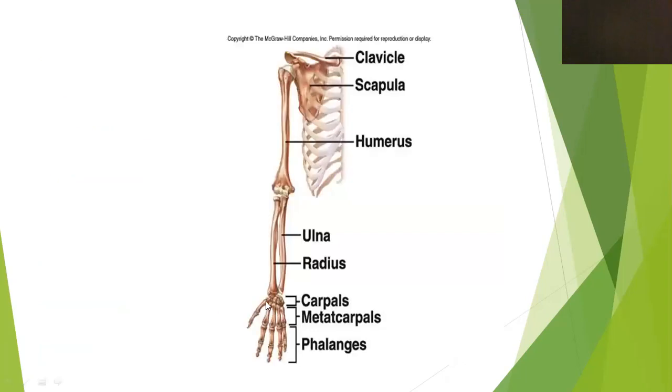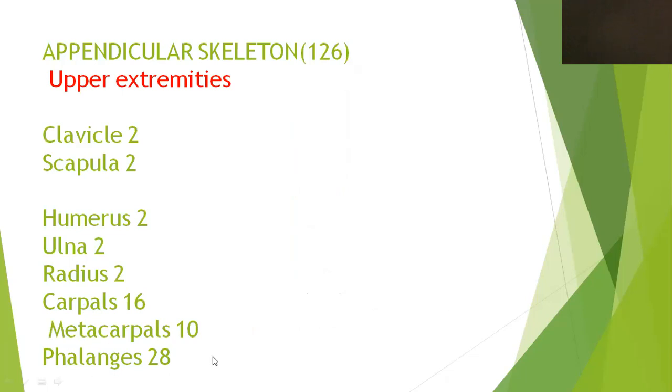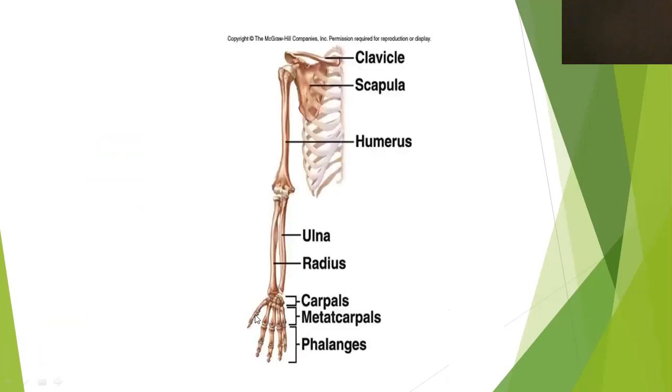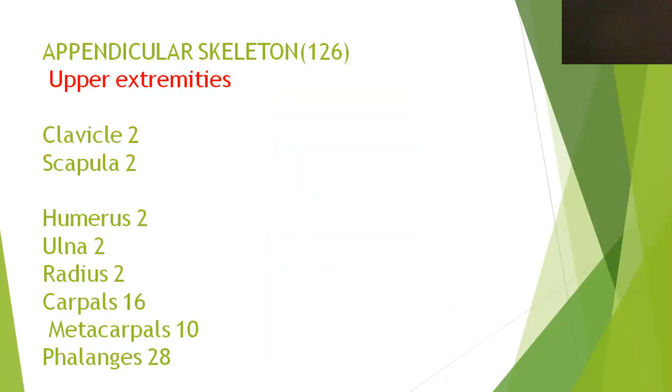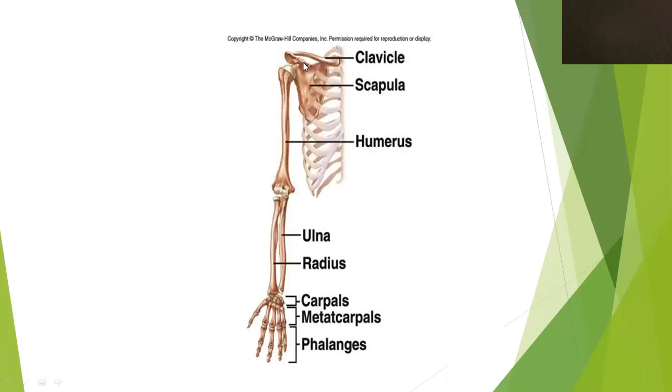Then metacarpals. See these short long bones. These bones are the metacarpal bones. Here 5 are there, so on right and left a total of 10 bones. Then phalanges. After the metacarpals we can see the phalanges, these small bones. In the thumb we have only two phalanges. The remaining fingers have 3 phalanges. So a total of 28 phalanges. So these are the bones of the upper limb.